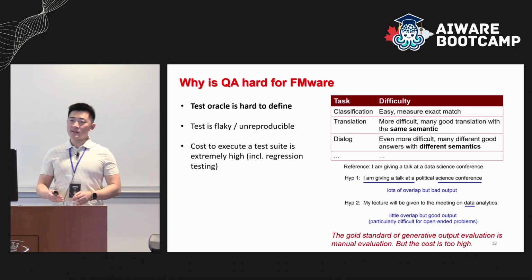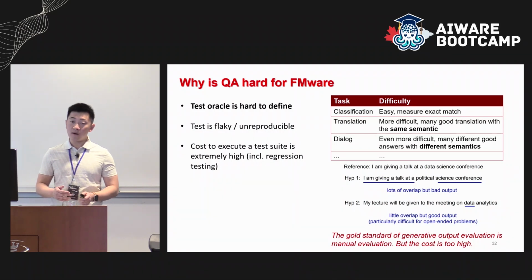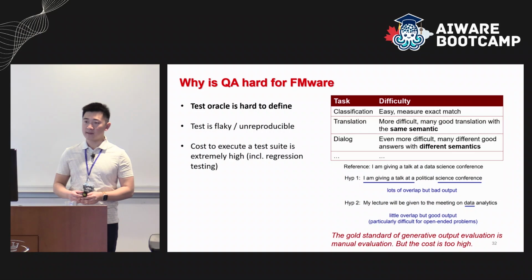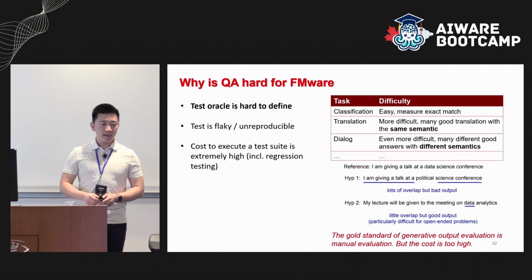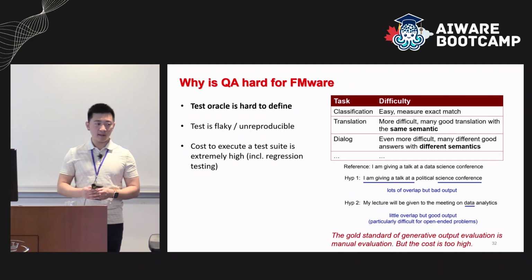Dialogue and any other generative context becomes harder because you can have very different answers that are all correct or acceptable answers to the question. That makes it very hard to specify a test oracle, as in, how do you write the test case? You need to write the expected output, right? There's no way you can specify all of them.